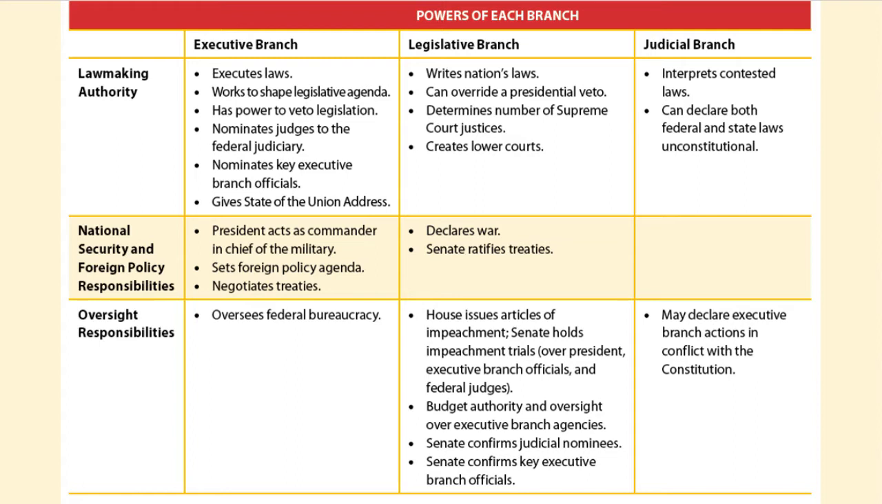The executive branch oversees the federal bureaucracy, and we have a whole chapter dedicated to that. In terms of the legislative branch, well, the House can issue articles of impeachment. The Senate would then hold impeachment trials over the president, the executive branch officials, and the federal judges. And impeachment basically means you're being charged with a crime, and then the Senate can decide if the president or the federal officials are guilty or not guilty.